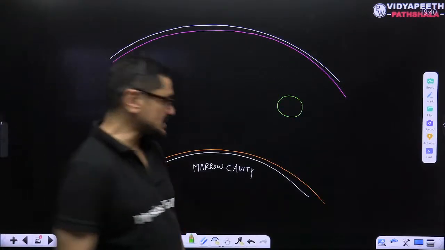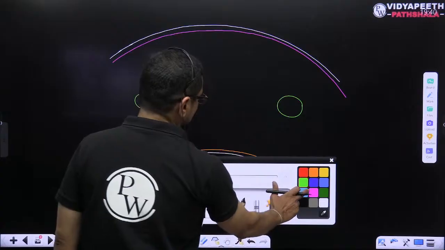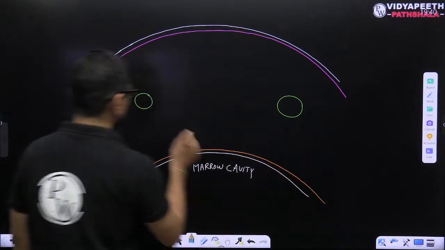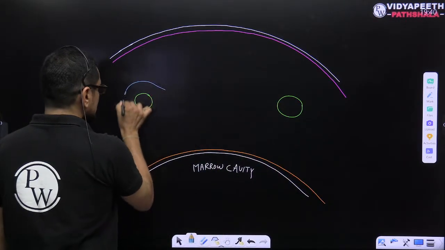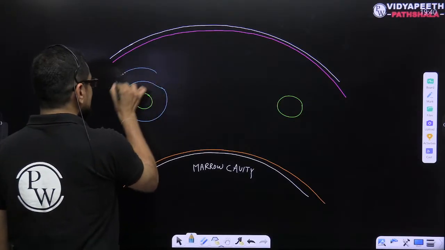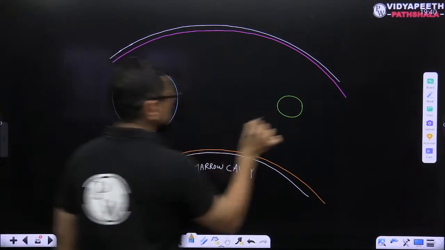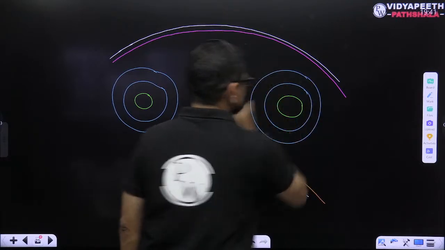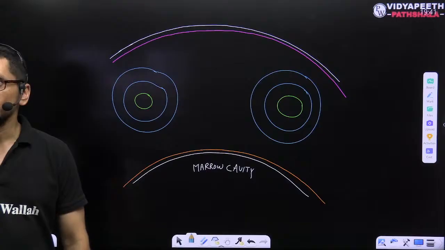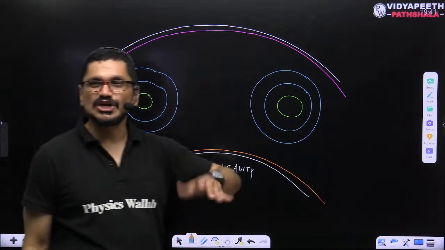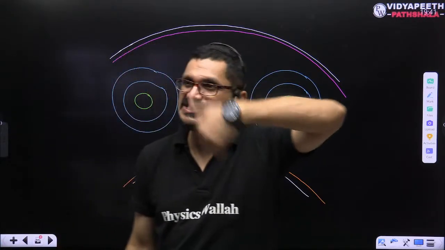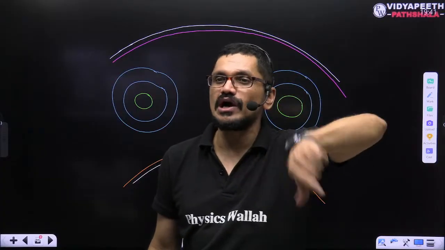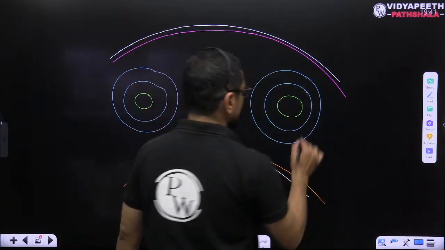Now what I am trying to do, this is the important part. Please concentrate on the board. Here, concentric structures are present like this. Some round structures are present like this. What are these round structures, sir? These round, concentric structures are called lamellae.